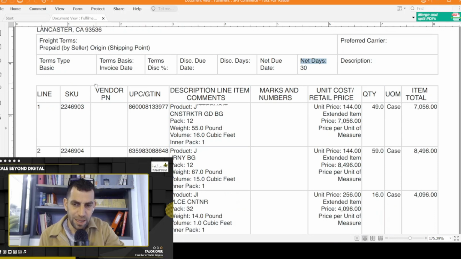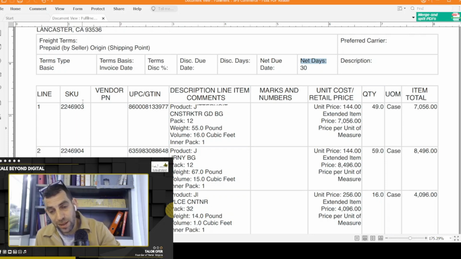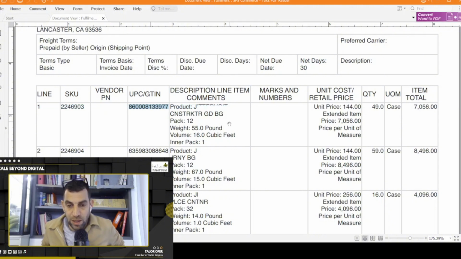So right here there's line number and then SKU number. This is the internal SKU. Internal means that normally this is the vendor SKU number, but sometimes it could be the buyer's, the retailer's SKU number. It doesn't really matter for you. What matters is that you want to see the UPC or GTIN, UPC normally, to make sure that it's matching what you have in your records. The UPC number is crucial because you don't want to make a mistake and send them the wrong item, right? It's going to be a mess. You don't want that to happen.